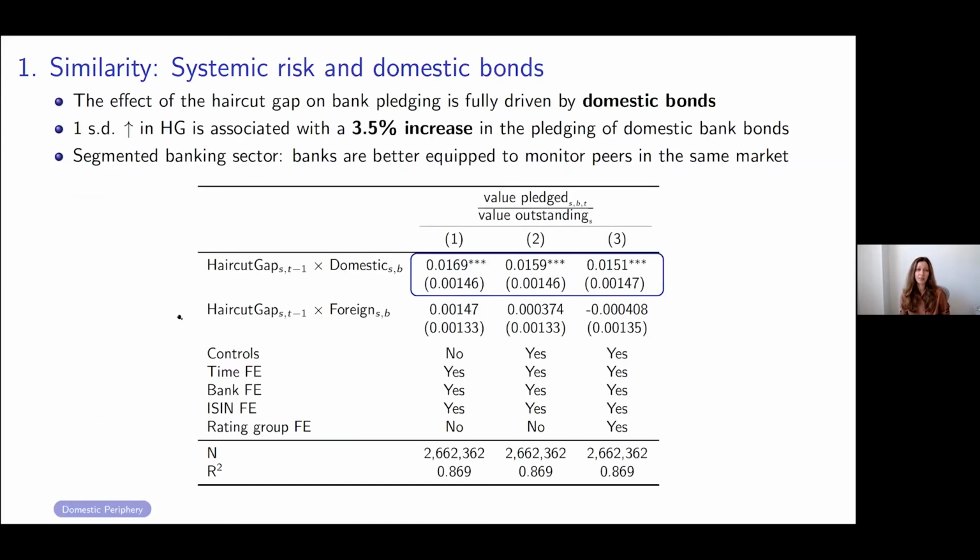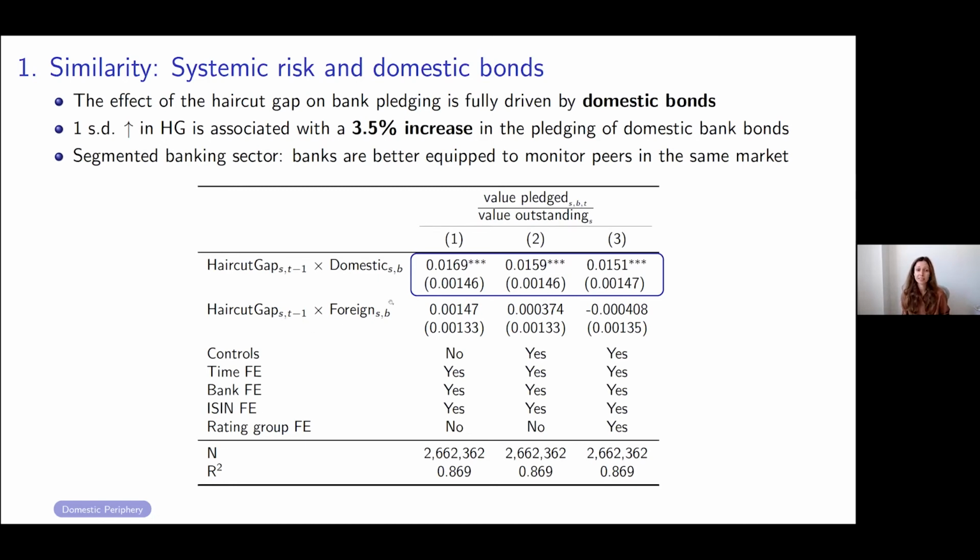So let me start with the similarity. In the paper, we come up with a number of measures of similarity, but for the brevity of this talk, let me just use one, and a very obvious one. I'm going to say that two banks are similar if they come from the same domestic country. So two French banks are similar, French and German are foreign.